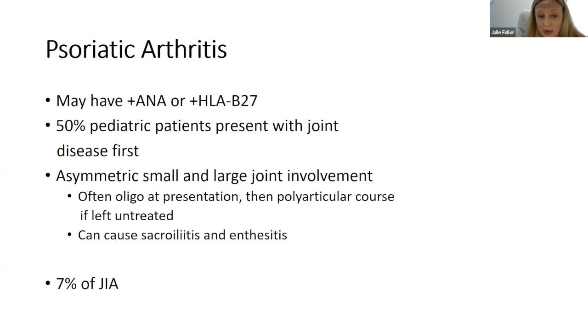This subtype of arthritis can also cause axial involvement with sacroiliitis, and they can also have some overlap with another subtype of arthritis that presents with enthesitis. And this represents about 5 to 10% of juvenile arthritis, according to this literature.